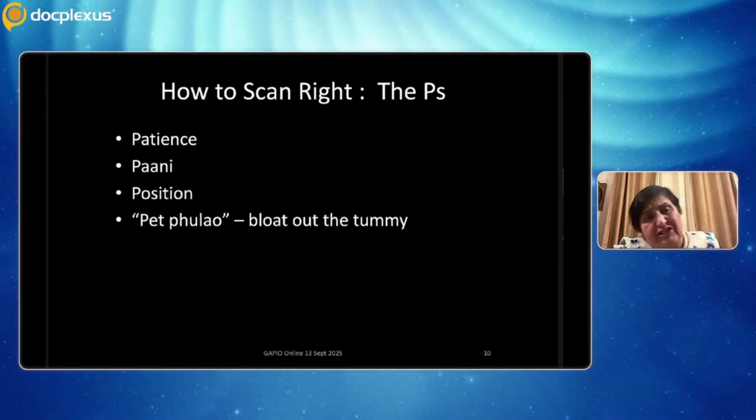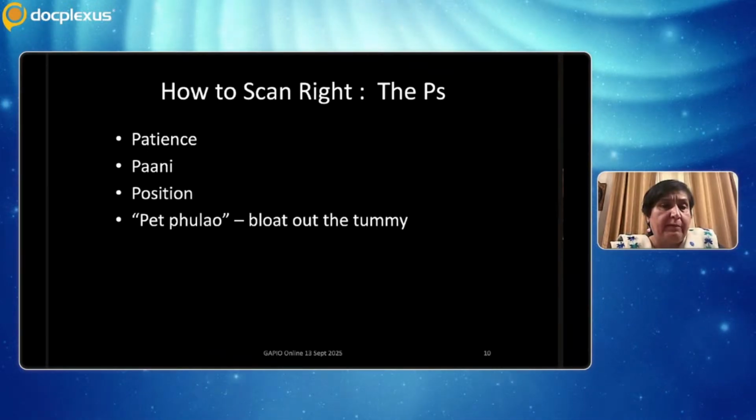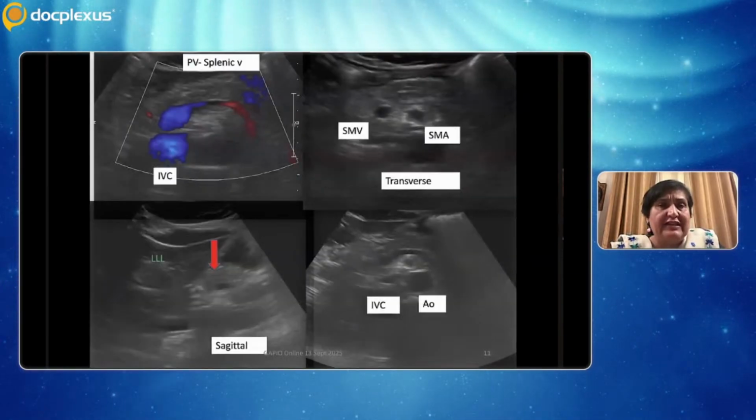Position, you can make the patient slightly recumbent, or make the patient sit up a little rather, and try and see the pancreas. And tell the patient to distend the abdomen, pull out, bloat out the tummy, and try and see the pancreas. And this is how you see the pancreas.